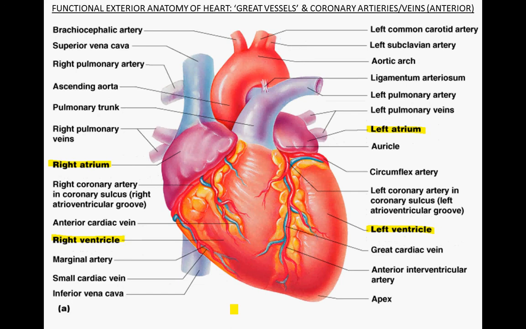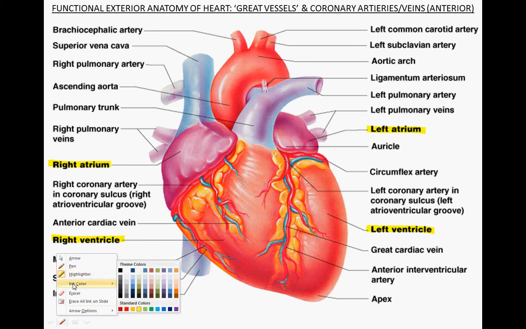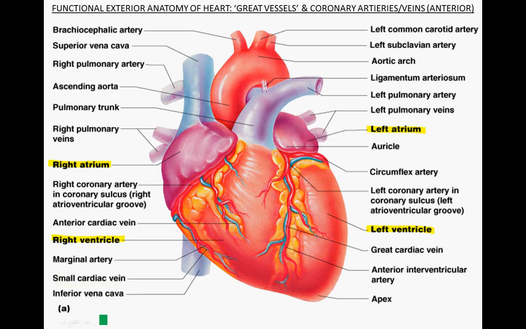Let's go back to the anterior view and look at the great vessels that are bringing blood to the heart, and then the vessels that are taking blood away from the heart. Let's change the ink color here. Let's make the green ones the great vessels that are returning blood to the heart. The superior vena cava is returning blood to the heart, as well as the inferior vena cava. These are returning blood to the right side of the heart.